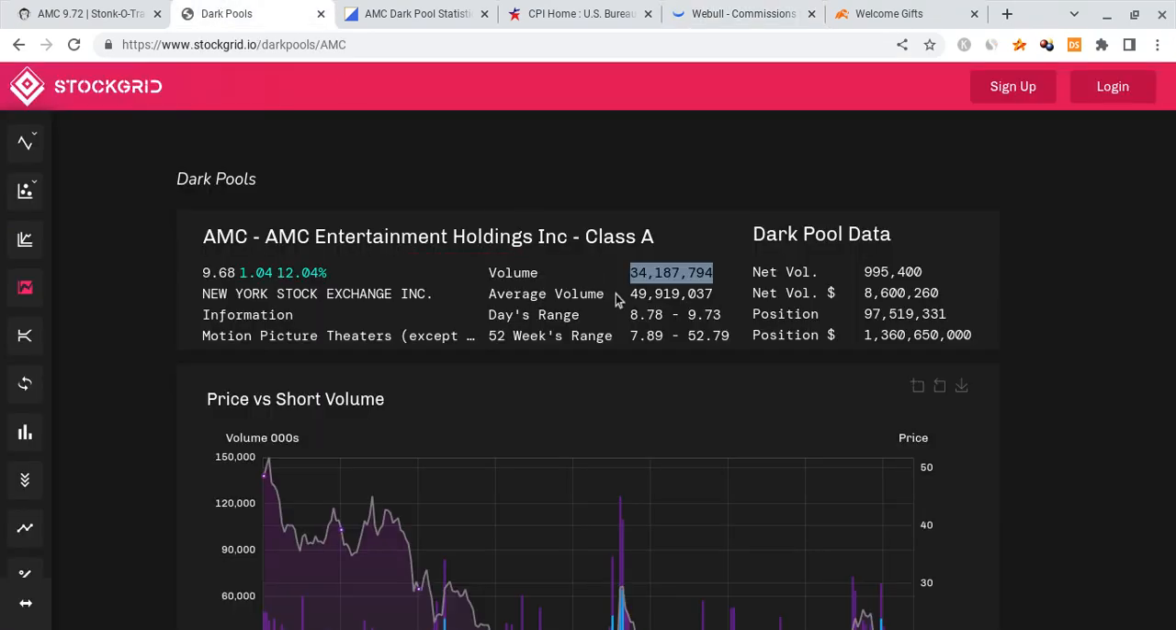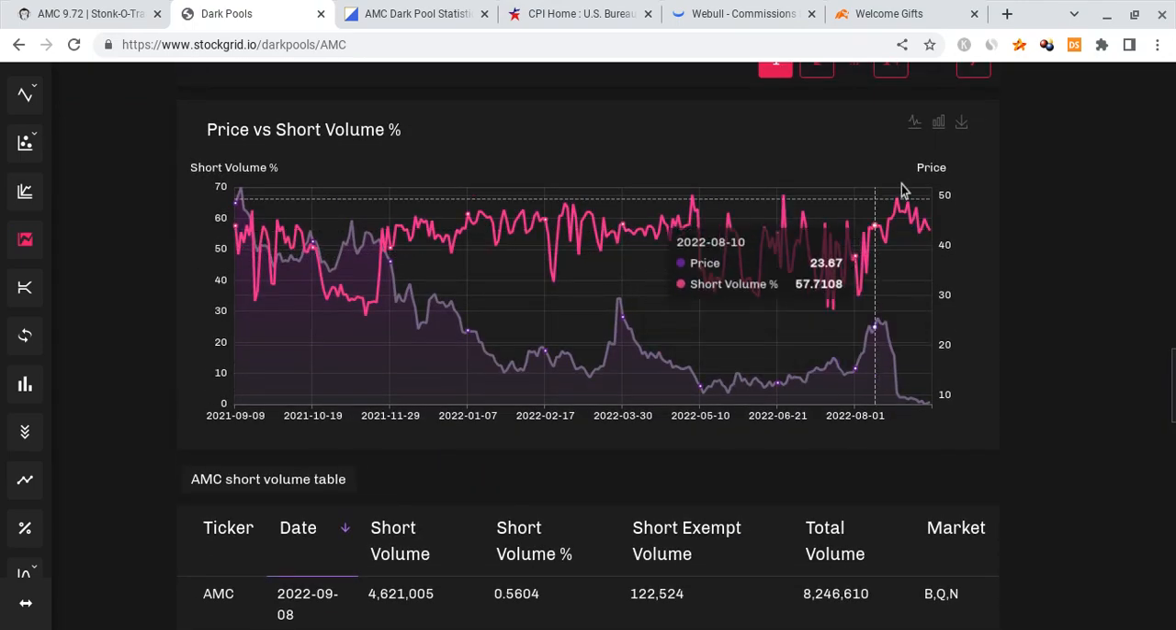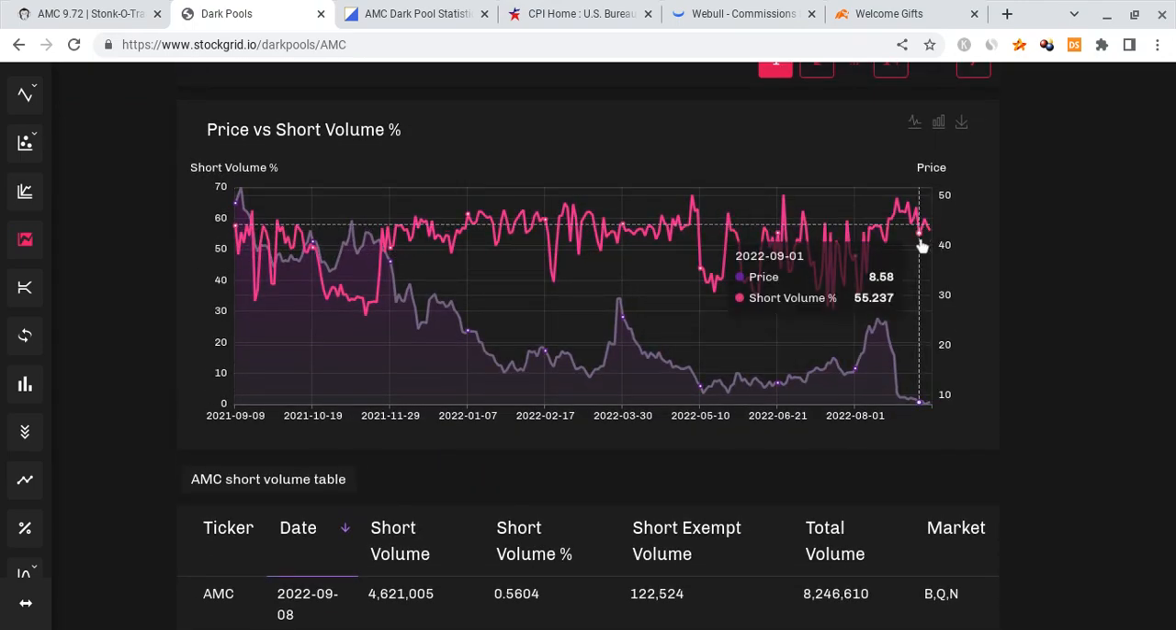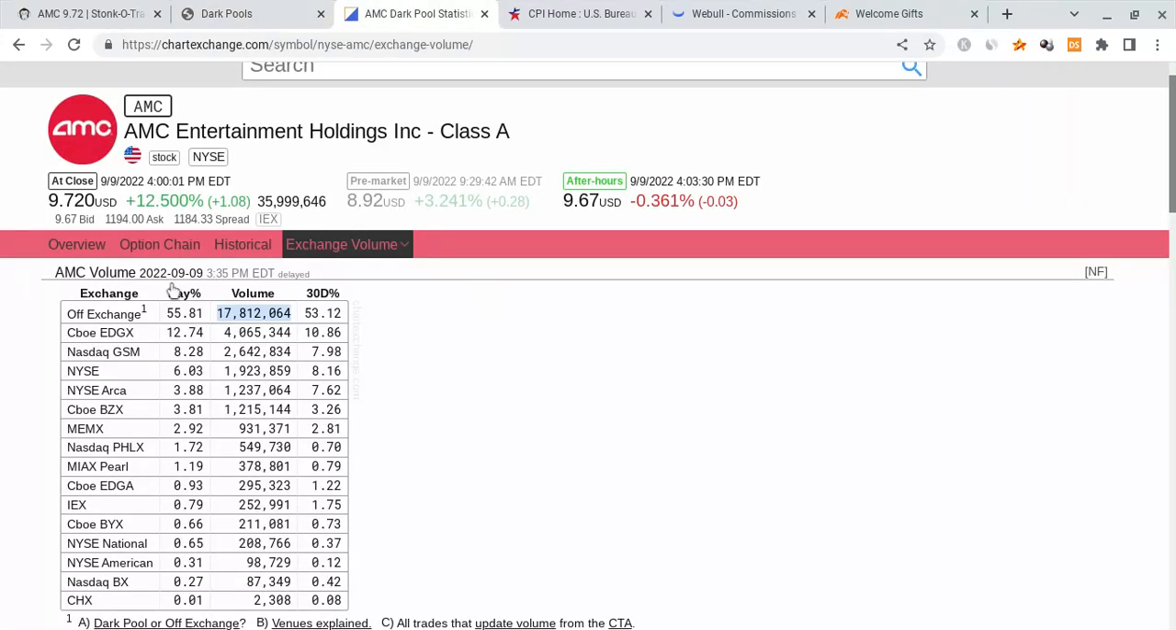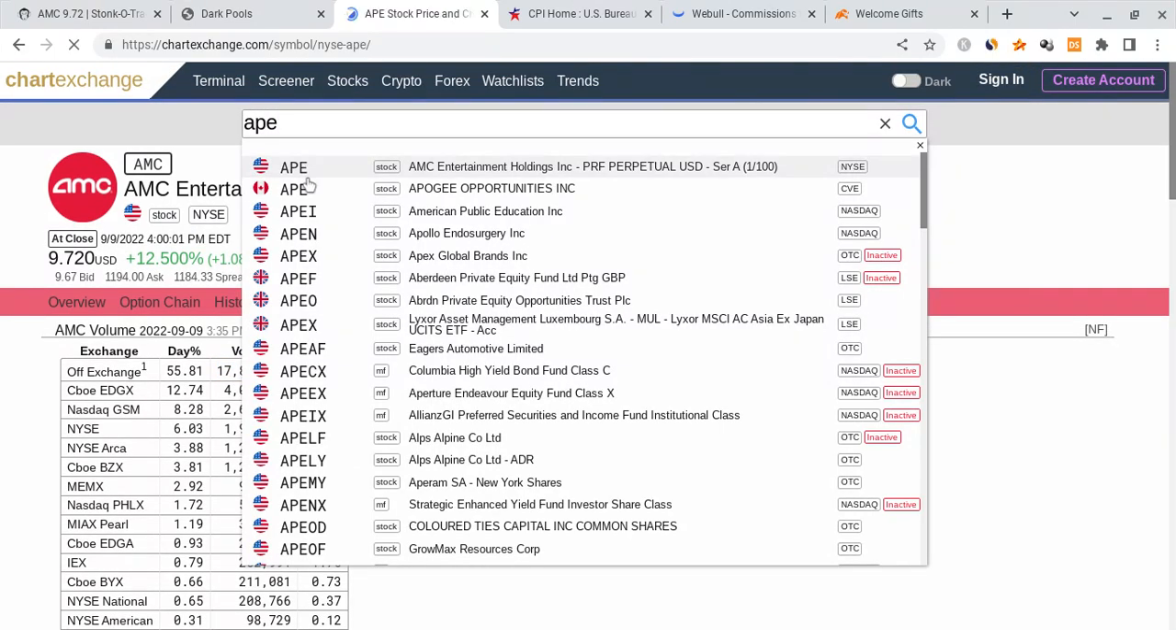Overall, AMC's volume is picking up a bit. It was like 16 million the day before. Now we're at like 34 million. So a bit of an improvement, excuse me. And we are seeing this right over here, the short volume percentage is coming down, which means those with short positions, those are the individuals who are losing their hold on AMC. Right here, offset exchange volume, basically like 56%, same as always, nothing too big from this end.